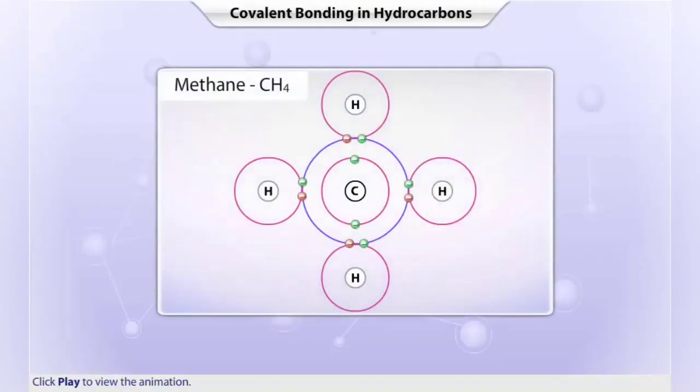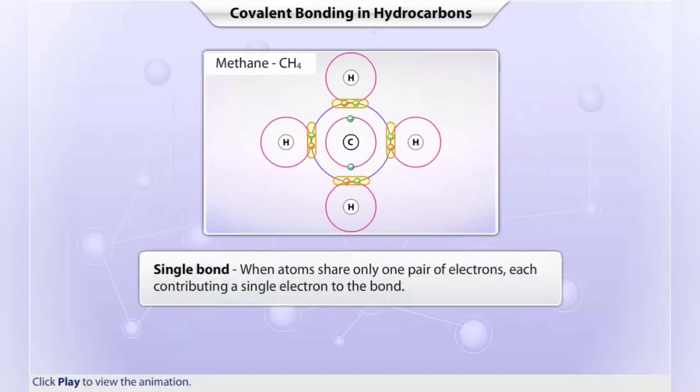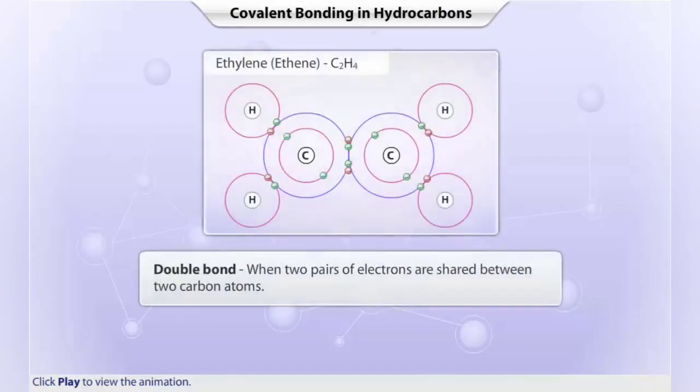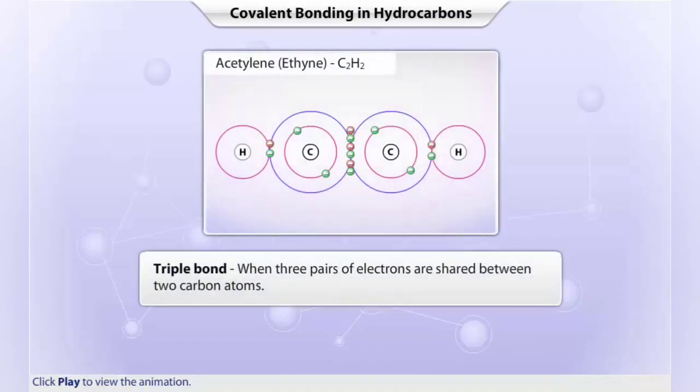Carbon atoms can bond covalently with hydrogen atoms and other carbon atoms by sharing electrons in a variety of ways. When 2 atoms share only one pair of electrons, a single bond is formed with each atom contributing a single electron to the bond. When 2 pairs of electrons are shared between 2 carbon atoms, a double bond is formed. When 3 pairs of electrons are shared between 2 carbon atoms, a triple bond is formed.